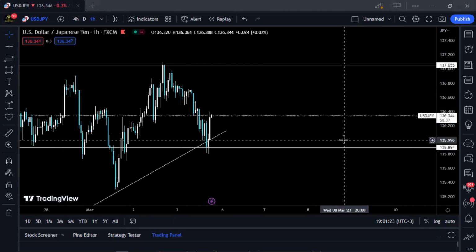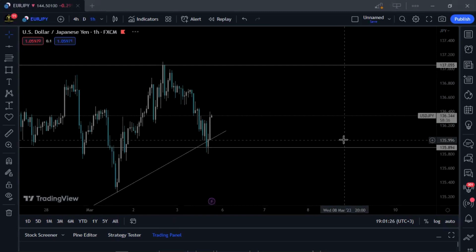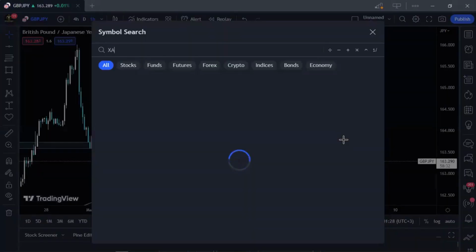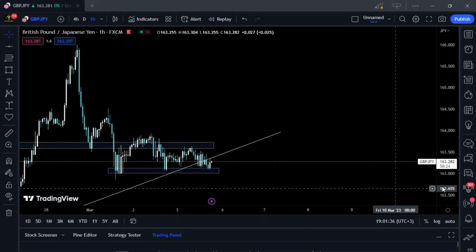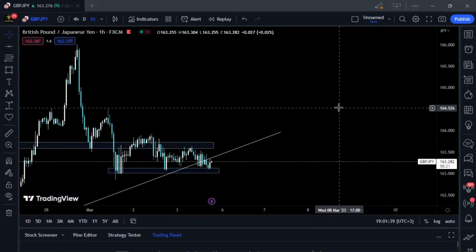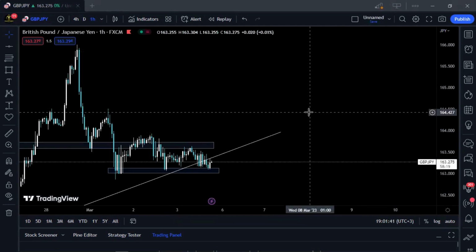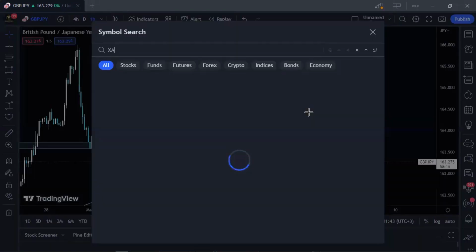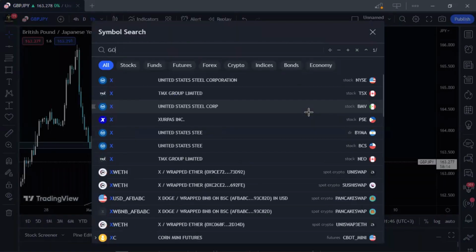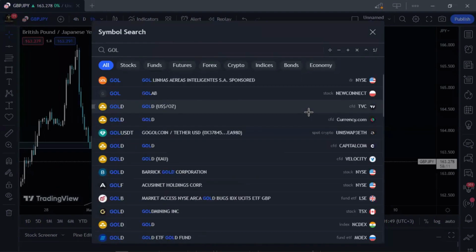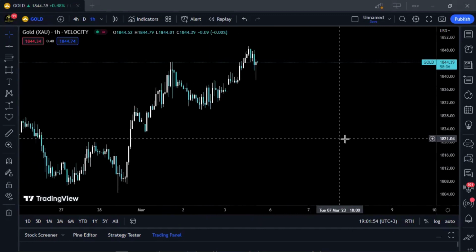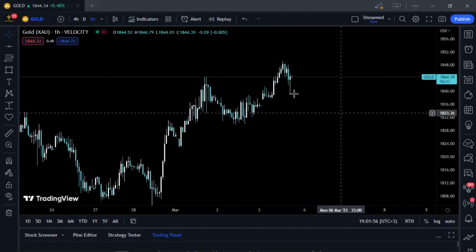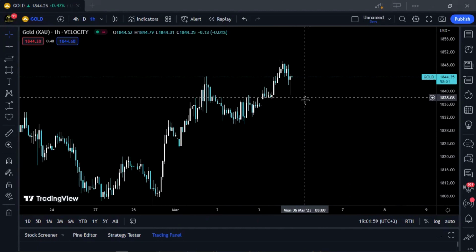Now, there is one exception though. Obviously, you understand that we also trade GBP JPY. You can see it has 3 figures after the decimal point because it's a JPY pair. So there's one pair that is different, which is gold. Gold makes it different.